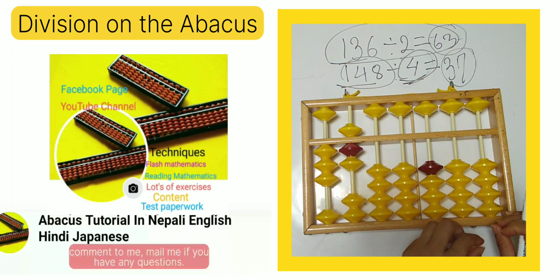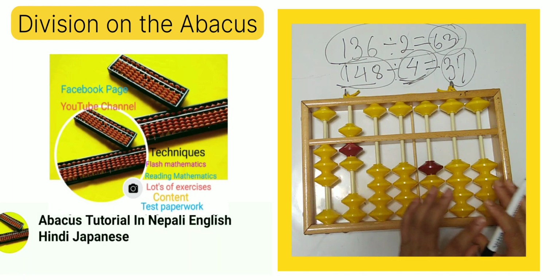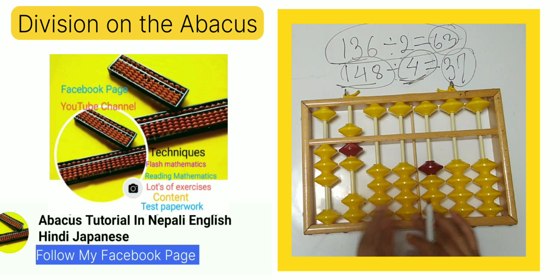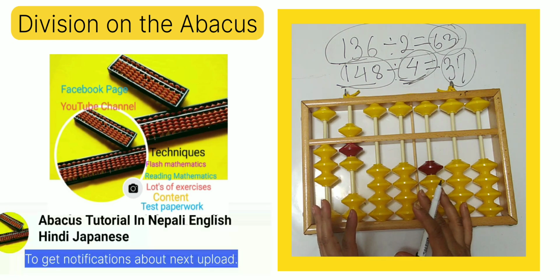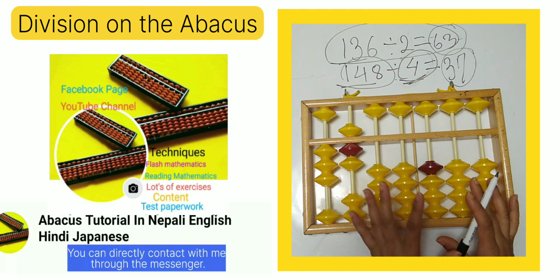Division is equal to subtraction. Multiplication is equal to addition. If you don't know how to do addition and subtraction on the abacus, you can't do multiplication and division on the abacus.